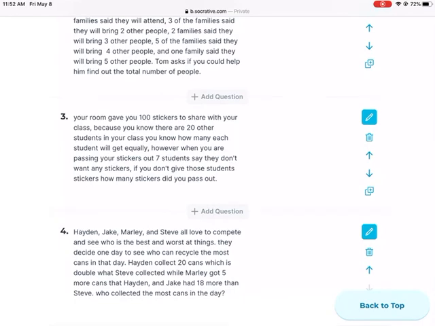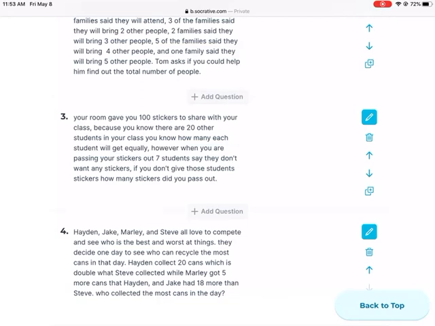Alright, for number 3, your room gave you 100 stickers to share with your class. So we have 100 stickers. I think that'll be important. Because you know there are 20 other students in your class, and you know how many each student will get equally, and we know that by just doing 100 divided by 20, or you can do 20 times what gives us 100. And since we know 2 times 5 gives us 10, you can just bring down the 0, so you know 20 times 5 equals 100.